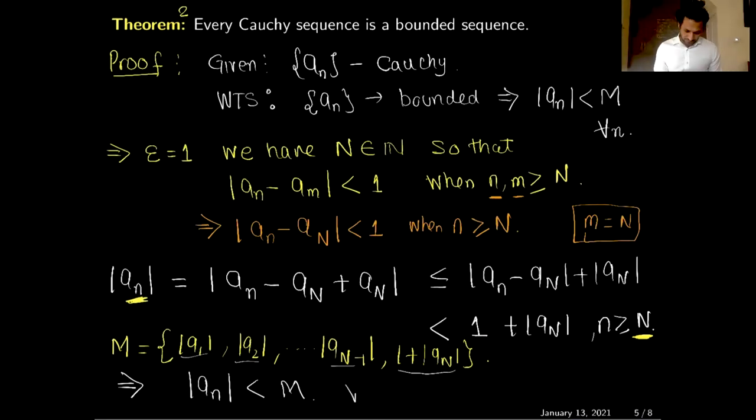Therefore, this is true for all values of n, the values which are less than N and those which are bigger than or equal to capital N. And this also shows that the sequence a_n is bounded. And this completes the proof of this theorem.